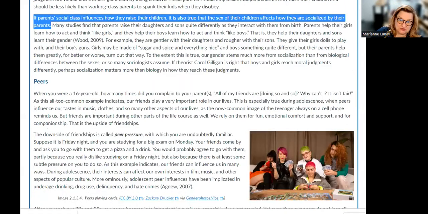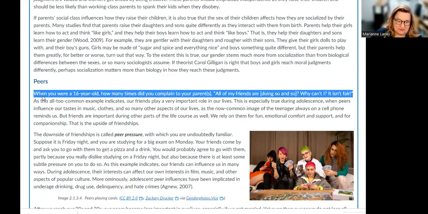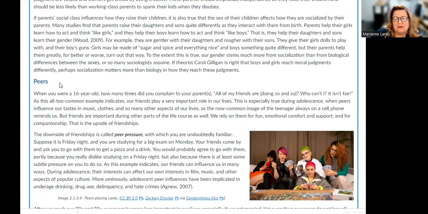Peers, another major agent of socialization. As you get older, those peers become even more important than your family, right? Oh man, yeah, I'm telling you. How many times do you tell your family, I just want to hang out with my friends. What are you guys doing? Nothing. Probably right. Peers just want to spend time with each other.